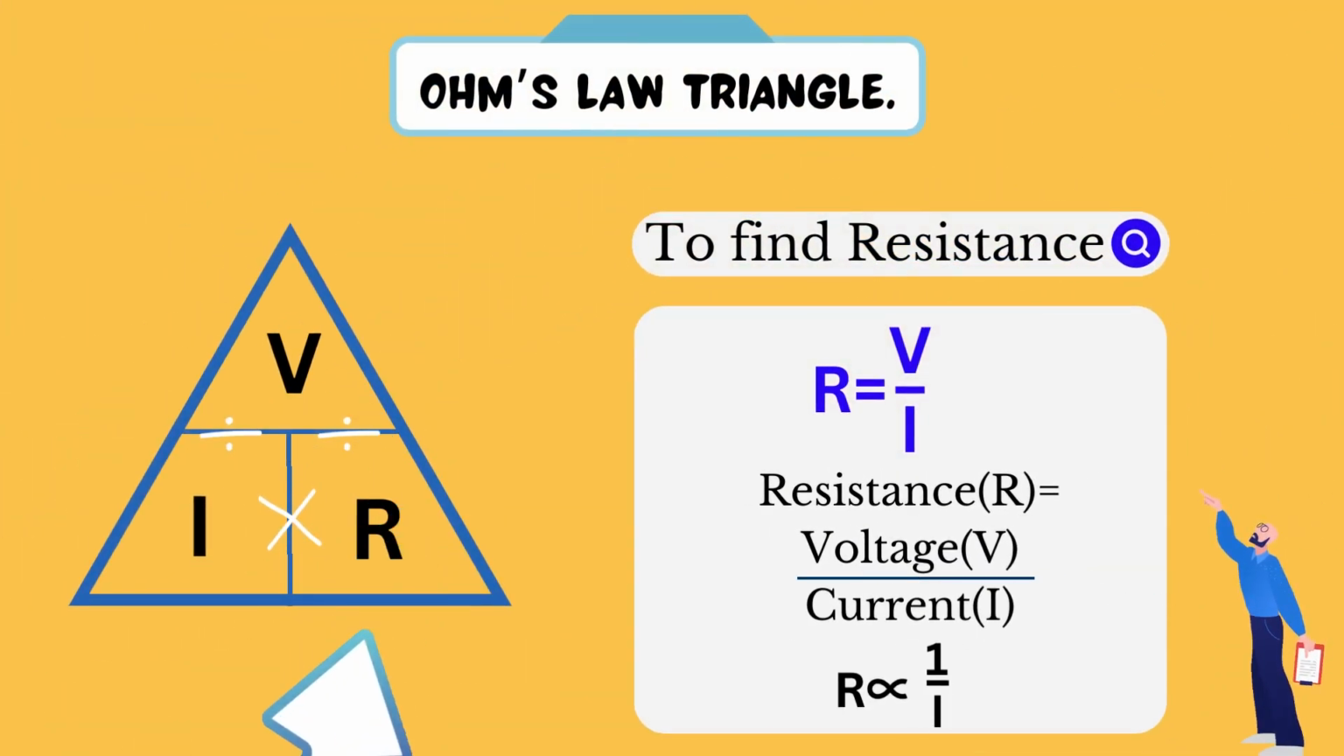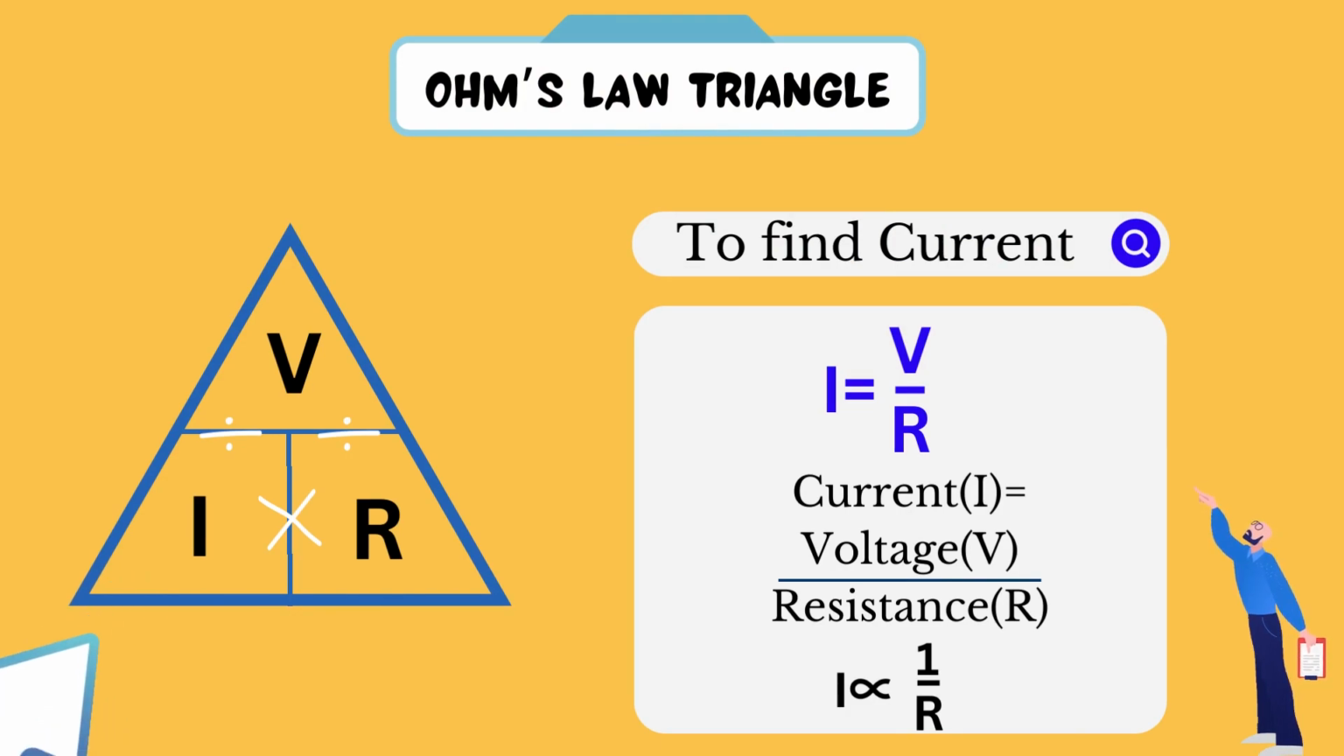Next, we're trying to find resistance. So what's left behind when we look at the triangle is voltage on the top and current at the bottom, which means that voltage is divided by current. So R is equal to V over I. Resistance is equal to voltage divided by current, which means that resistance is inversely proportional to current. Now we want to find current, so what's left behind is voltage at the top and resistance at the bottom, giving us I is equal to V over R. Current is equal to voltage over resistance, meaning that current is inversely proportional to resistance.